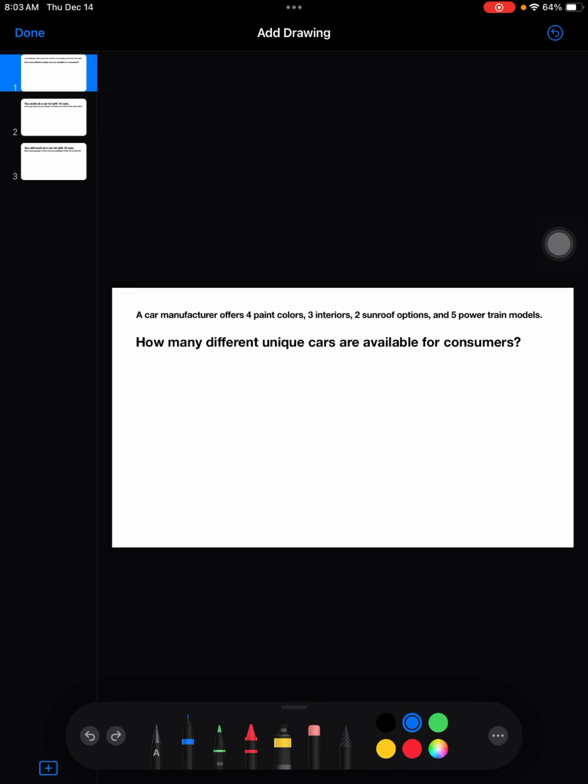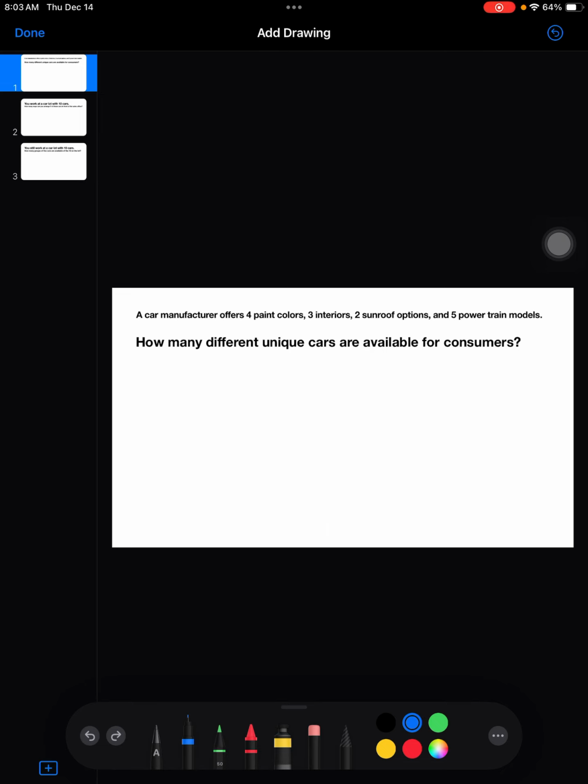In this video I'm going to look at some probability and statistics problems with permutations, combinations, and factorials using the TI-84 emulator. Our first question, very similar to something you might see on the ACT or another standardized test: A car manufacturer offers 4 paint colors, 3 interiors, 2 sunroof options, and 5 powertrain models. How many different unique cars are available for consumers?